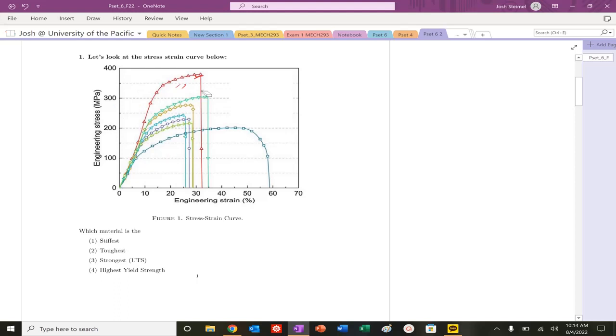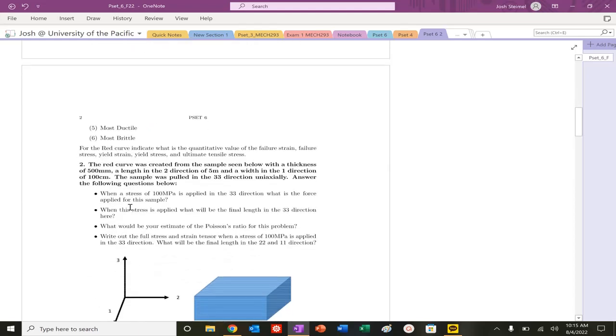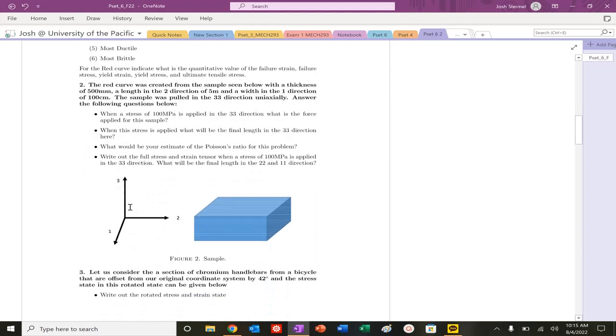For the red curve, my strain at failure will be right here, about 32%. My ultimate tensile strength, my failure strength, will be about here, 375 megapascals. My yield strength, which we just did, let's say it's like 280 megapascals. My yield strain is going to be about 10% right here. And I believe that's all the questions. Fantastic. All right, let's get on to number 2.